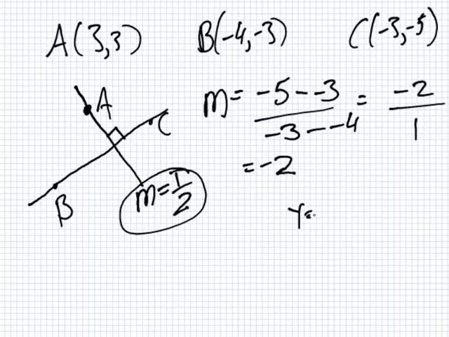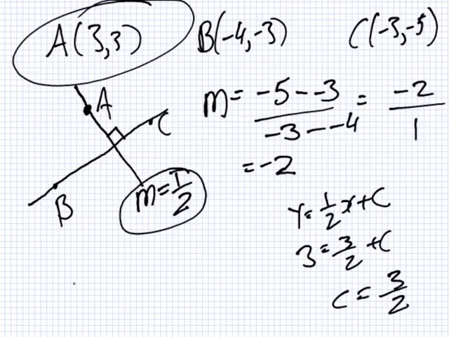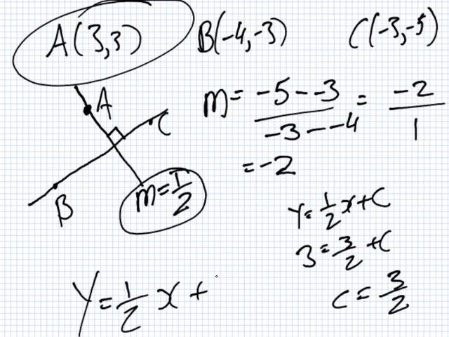So y equals 1 over 2x plus c. Which point do I use? A. 3 equals 3 over 2 plus c, so c equals 3 over 2. So I have y equals a half x plus 3 over 2.